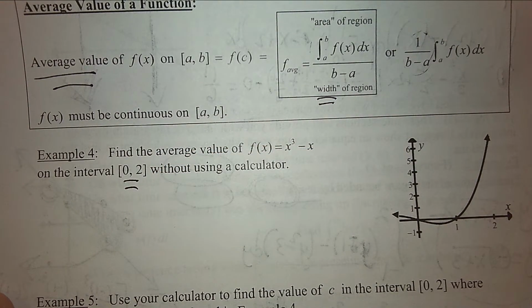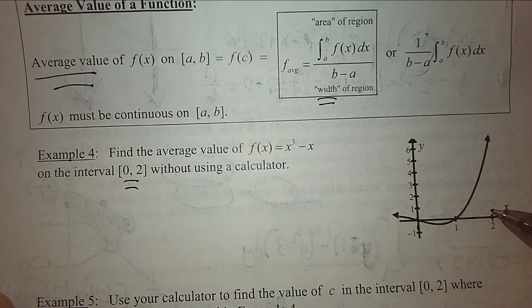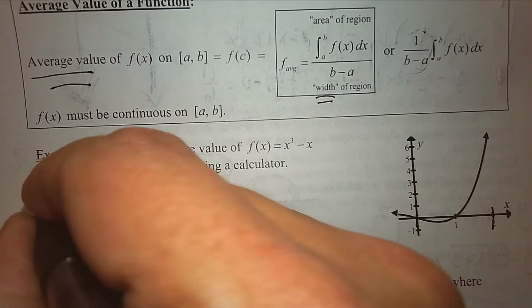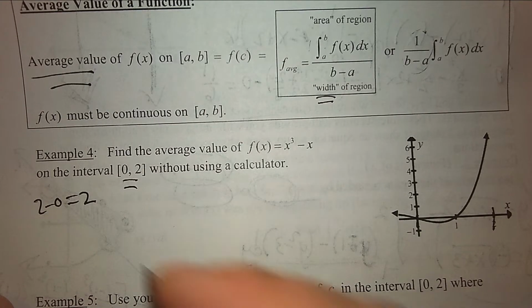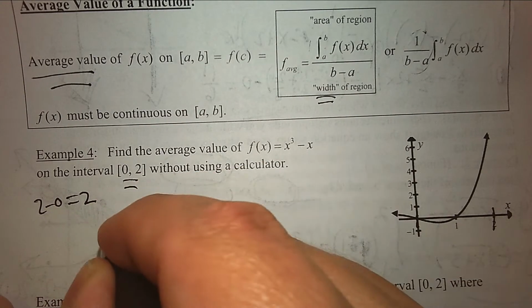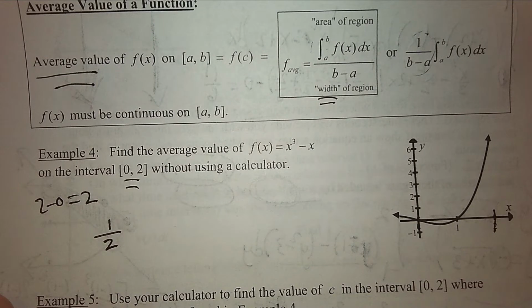First of all, what's the width of our bound? How would I find the width of the region from 0 to 2? I would just go 2 subtract 0. So 2 subtract 0 is 2, and that's going to be my denominator. And it's okay to practice that. Being the denominator, you can actually put that as 1/2 in front.